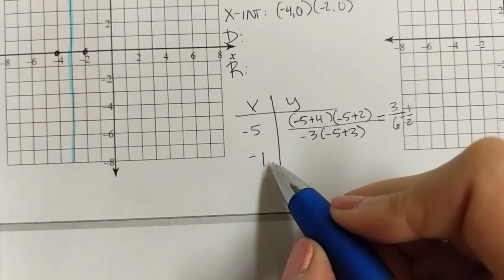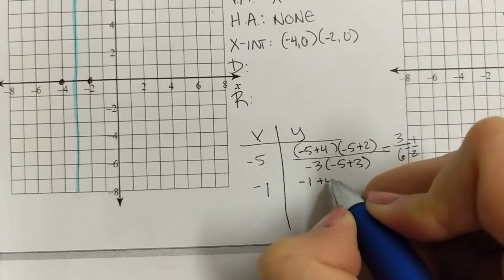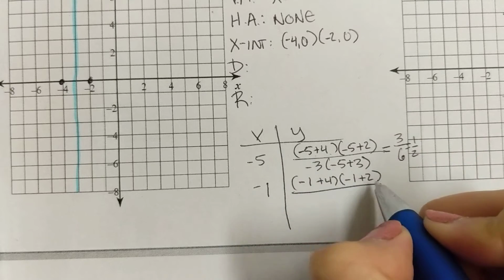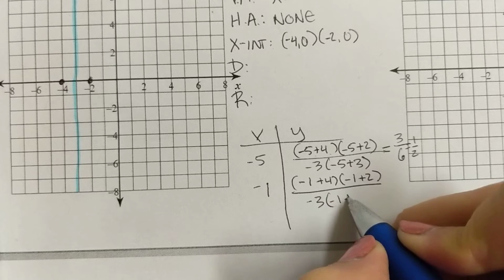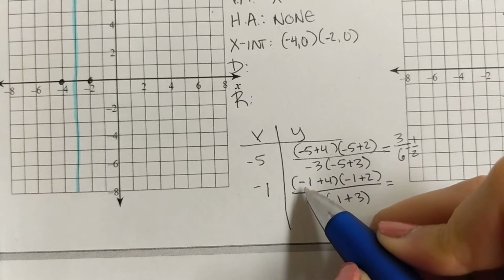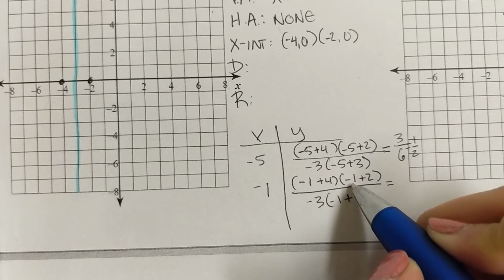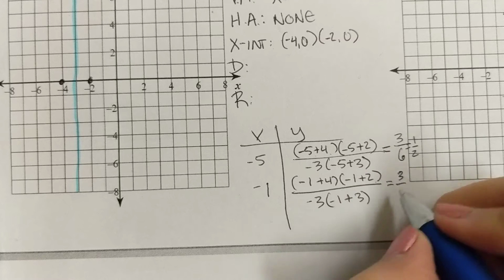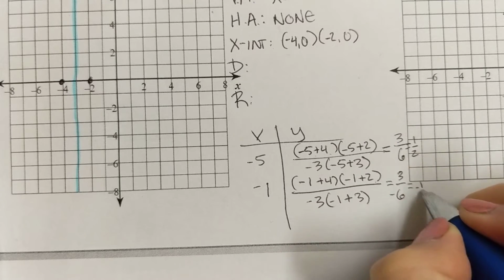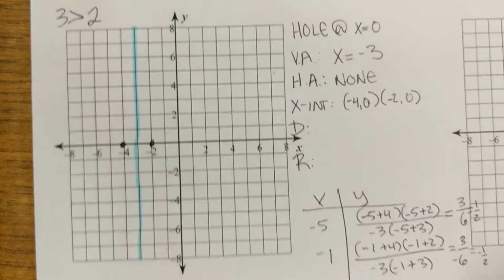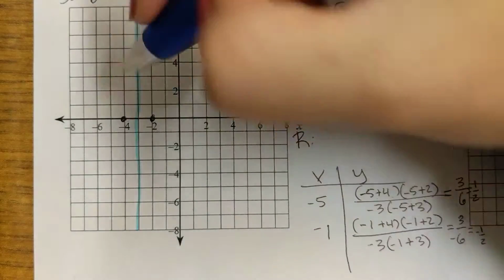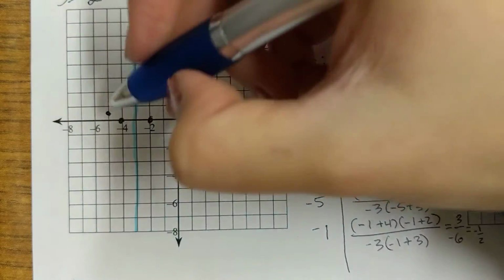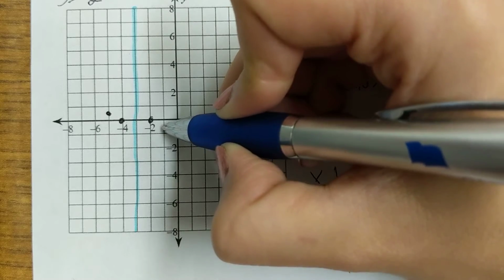And then when we plug in negative 1, we get negative 1 plus 4, negative 1 plus 2, over negative 3, negative 1 plus 3. This is 3 times 1, over negative 3 times 2, negative 1/2. All right, so I have a point at negative 5, 1/2, and at negative 1, negative 1/2.